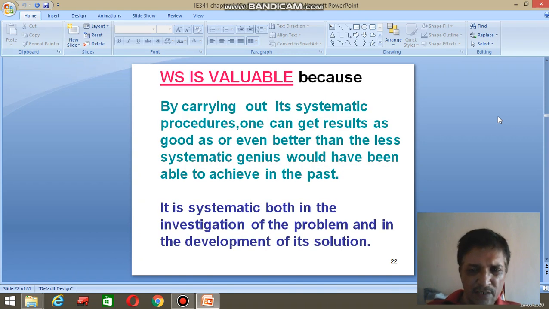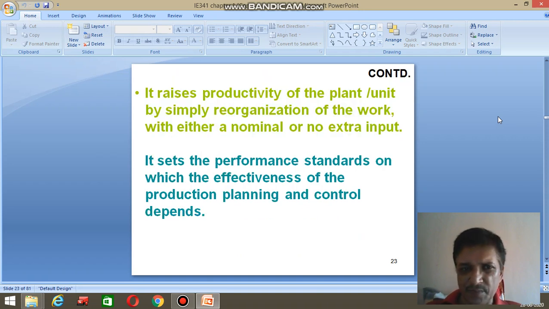Now, how is work study approached? Work study is valuable because by carrying out its systematic procedures, one can get results as good as, or even better than, the less systematic genius would have been able to achieve in the past. It is systematic both in the investigation of the problem and the development of the solutions. It raises the productivity of the plant per unit by simply reorganization of the work with either a nominal or no extra input. It sets the performance standards on which the effectiveness of production planning and control depends.